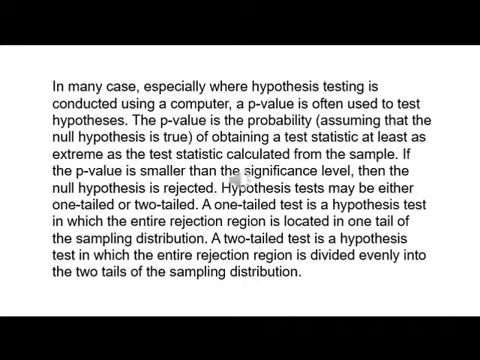Hypothesis tests may be either one-tailed or two-tailed. A one-tailed test is a hypothesis test in which the entire rejection region is located in one tail of the sampling distribution. A two-tailed test is a hypothesis test in which the entire rejection region is divided evenly into the two tails of the sampling distribution.